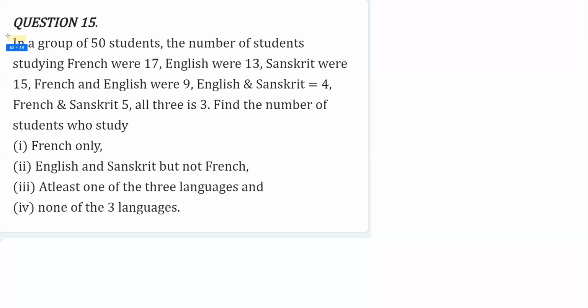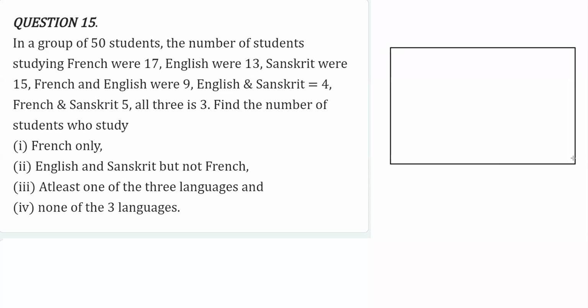In this question from set theory, it says a group of 50 students, the number of students studying French is 17, studying English is 13, studying Sanskrit is 15, French and English is 9, English and Sanskrit is 4, French and Sanskrit is 5, and all three is 3. Based on this, we have to answer this question. So we are going to solve this using the Venn diagram.